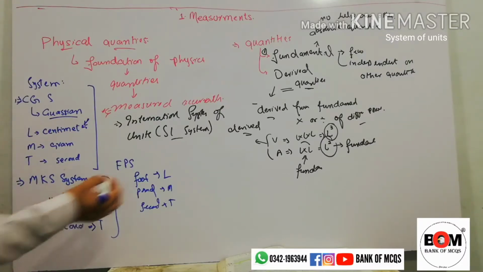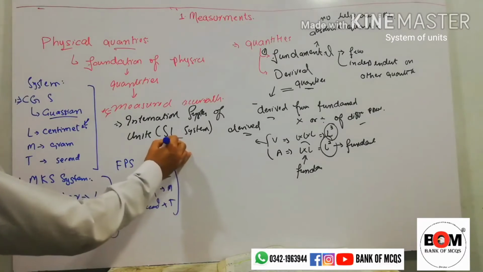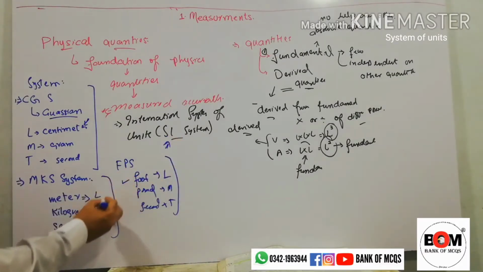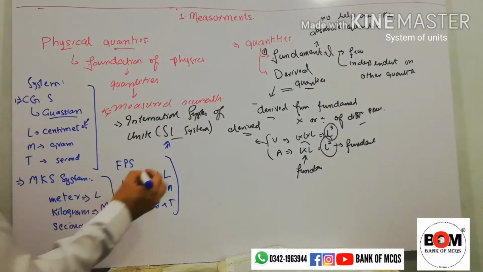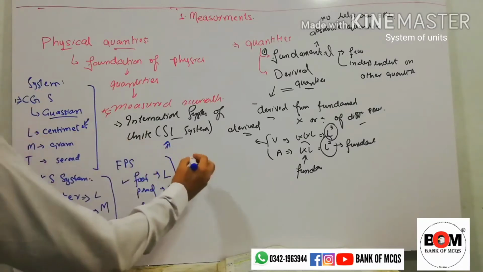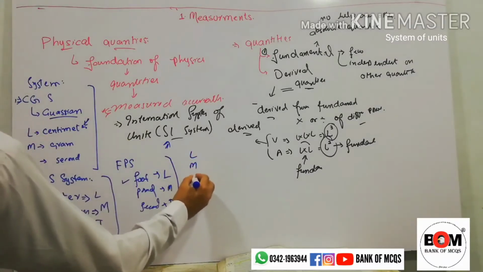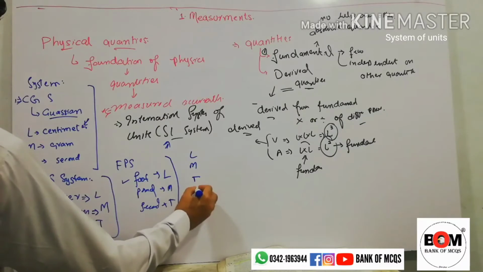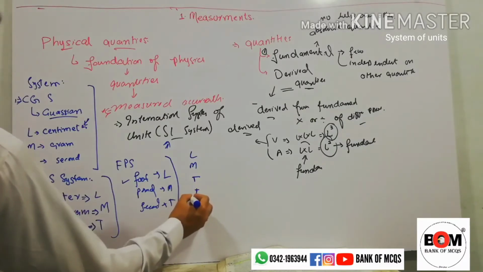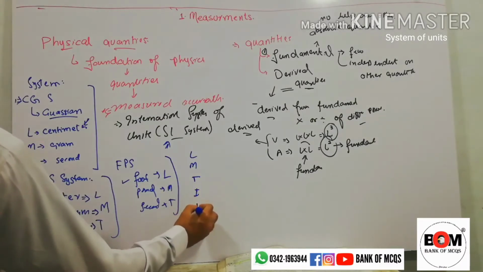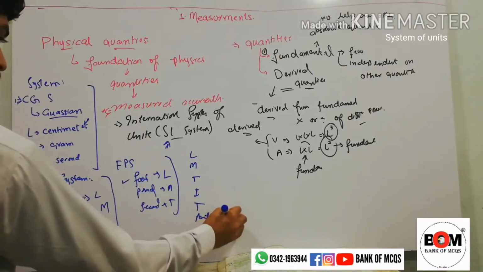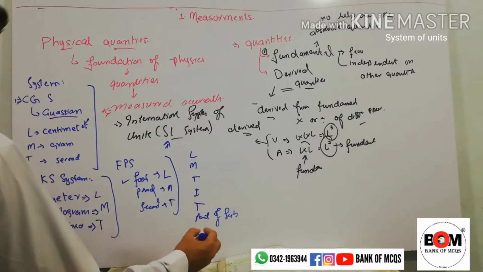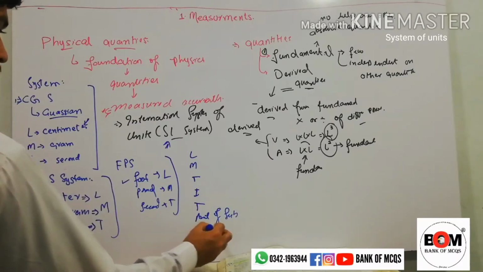The fourth system is called System International. Instead of these three quantities, length, mass, time, it provides us the units for 7 physical quantities, and those 7 physical quantities are length, mass, time, and electric current I. Next is temperature, amount of substance, and the next is luminous intensity.